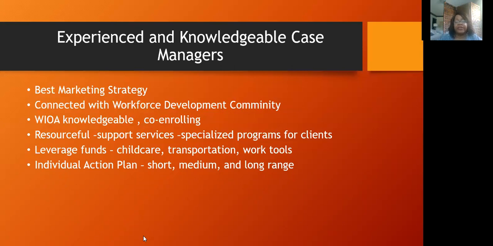The other factor that experienced case managers should do is, as we talked about earlier, livable wage, they should work with clients to implement what's known as an individual action plan. Some programs call them IEP, individual employment plan. Same thing. The goal is to look at short, medium, and long range goals. So again, we know getting a job is the easy part.